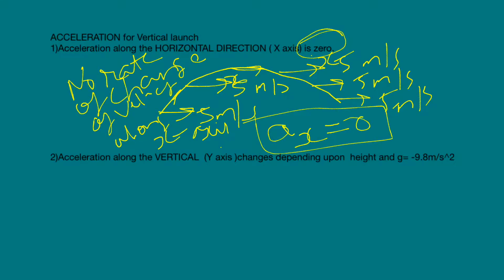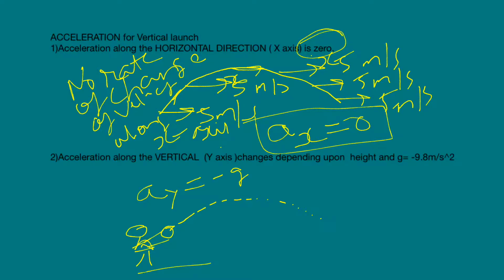And acceleration along the vertical y-axis depends on g, the gravitational force. Suppose a boy is throwing the ball. Now he is throwing it upward, so it is going against the gravity. So the initial velocity is like this, it will go upward, so we have to consider this as minus g. So acceleration along the y-axis is minus g.